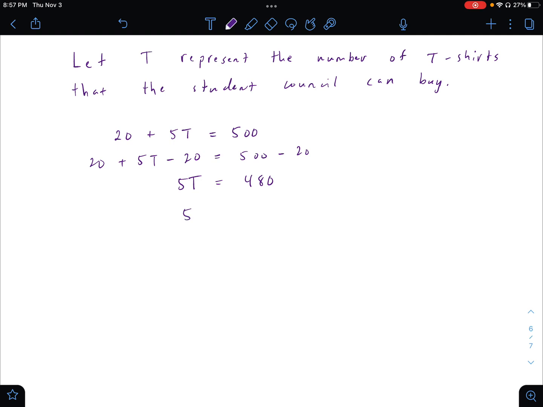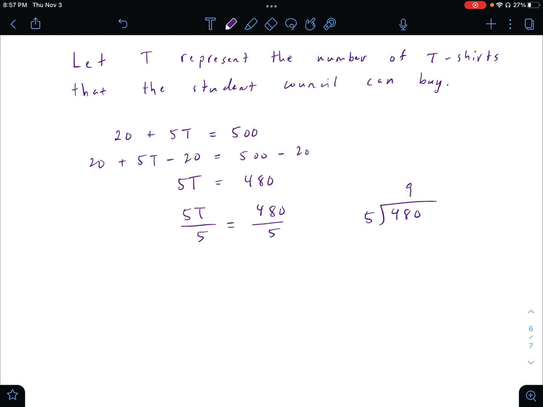So now what we can do is divide both sides by 5 in order to find what t is. So we can use long division. So 480 divided by 5. So we have to think about, okay, does 5 go into 4? It doesn't. How many times does 5 go into 48? Okay, so we know that 5 times 10 is 50. 5 times 9 is 45. So 9 times.